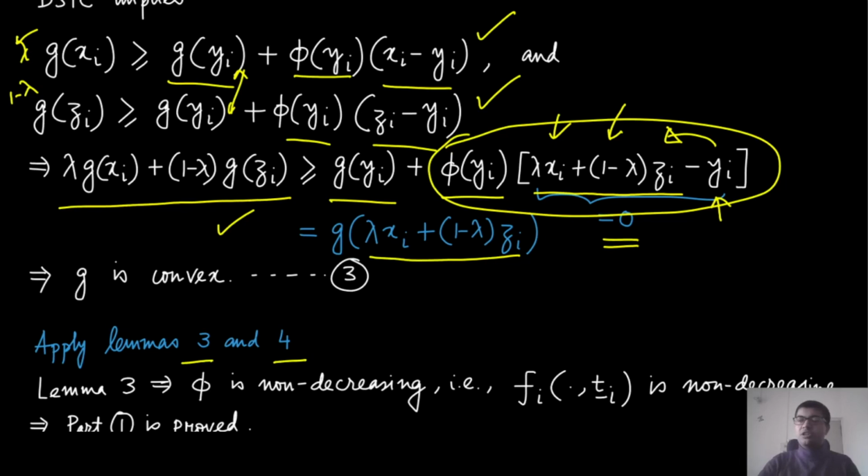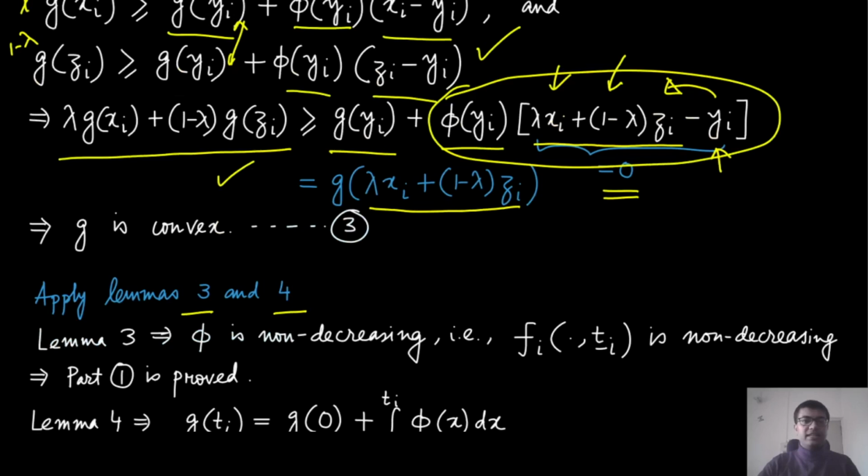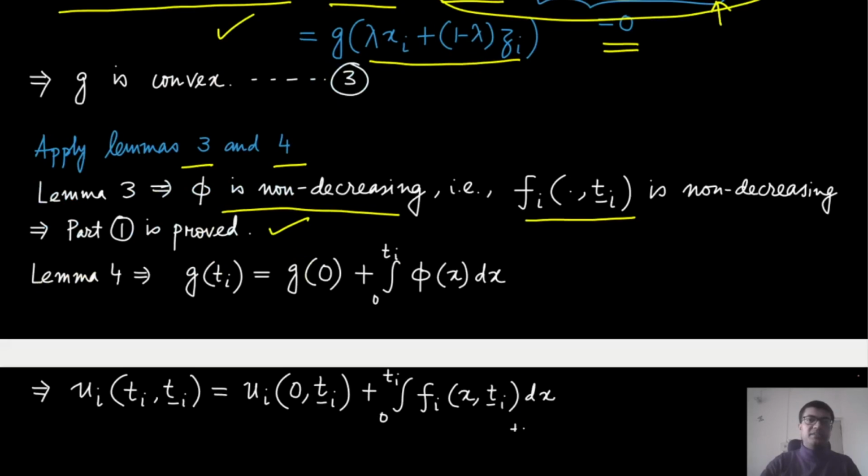Remember, lemma 3 says that if we have a convex function and a subgradient, the subgradient is going to be a non-decreasing function. So what was phi? It was fi, the argument was ti, and t minus i was held fixed, and this is going to be non-decreasing. So therefore that proves part 1 of this implication of Myerson's result. For the second part, we will have to prove that this is the payment formula.